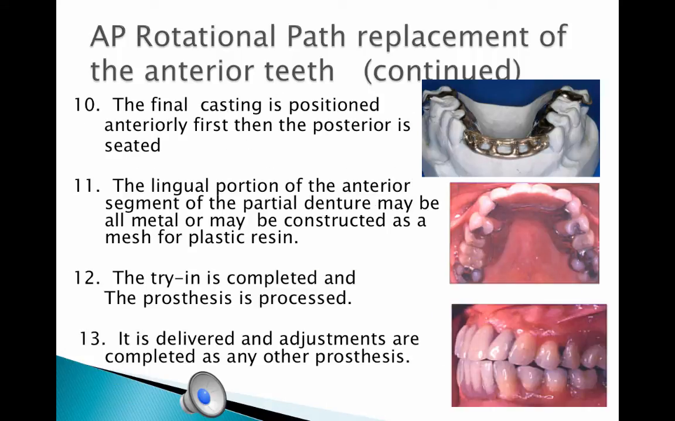When the framework comes back from the laboratory, the final casting is positioned anteriorly first, then the posterior is seated. The lingual portion of the anterior segment of the partial denture may be all metal as shown with the facings on the lower picture, or it may be constructed as a mesh for plastic and resin and denture teeth to be added as shown in the middle picture. The final try-in of the framework or final prosthesis is completed and the prosthesis is processed if necessary.